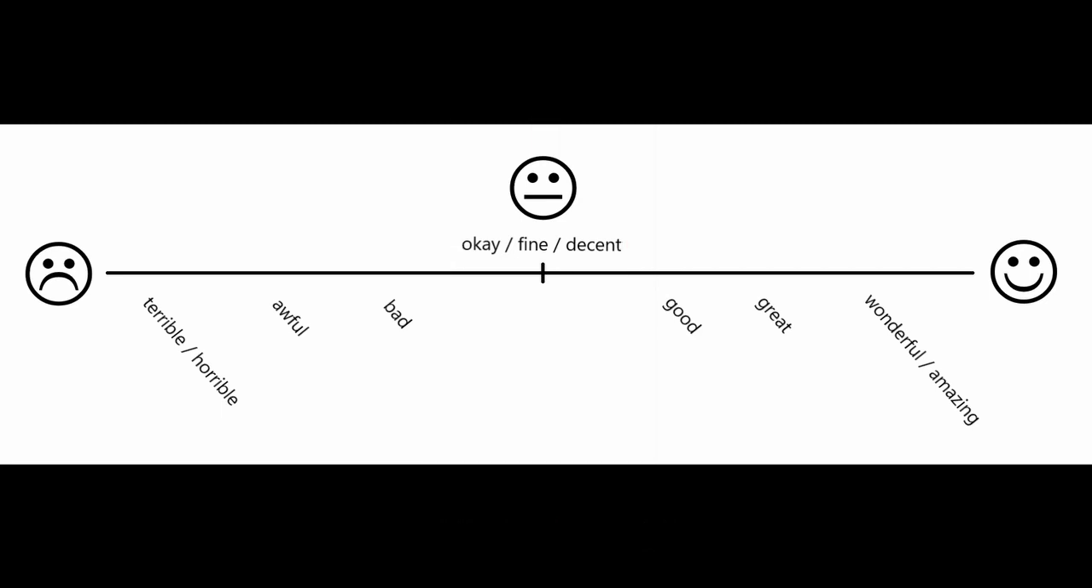Next, on the right, we see words to describe things that are better than okay. Good, great, wonderful, and amazing. Good is like the word bad. It can be used in any situation and expresses like or good quality. It is not so serious. For example, I had a good day is not as serious as I had an amazing day.